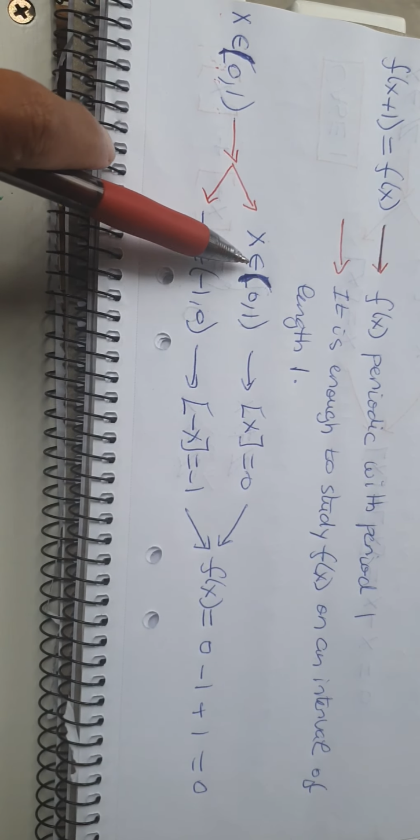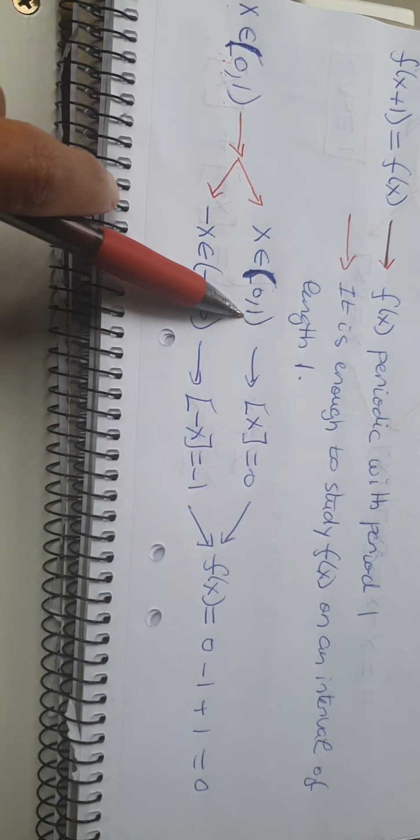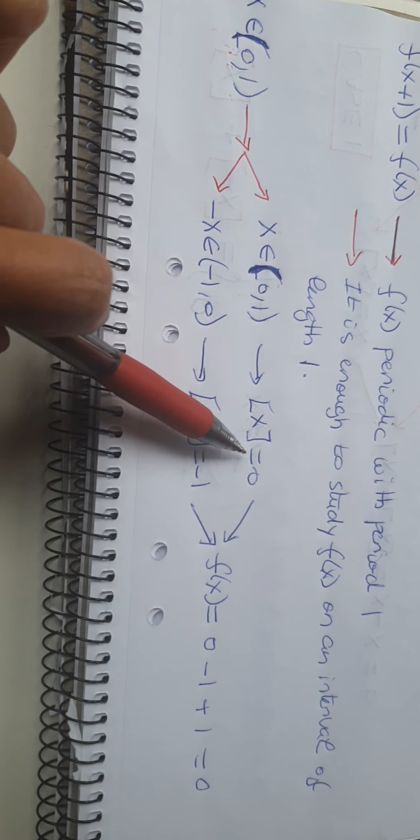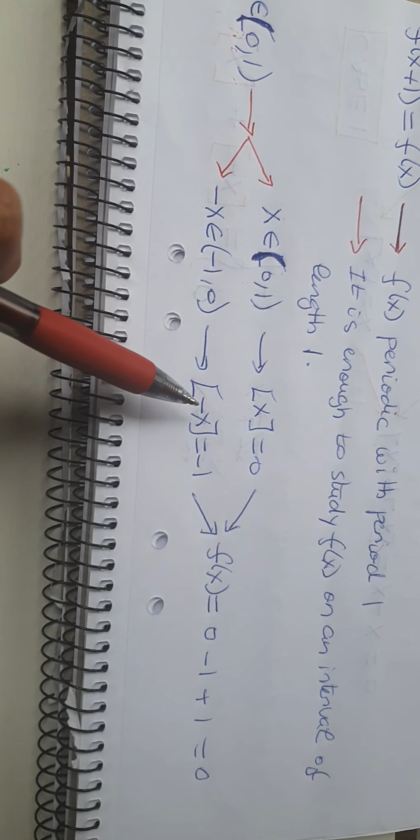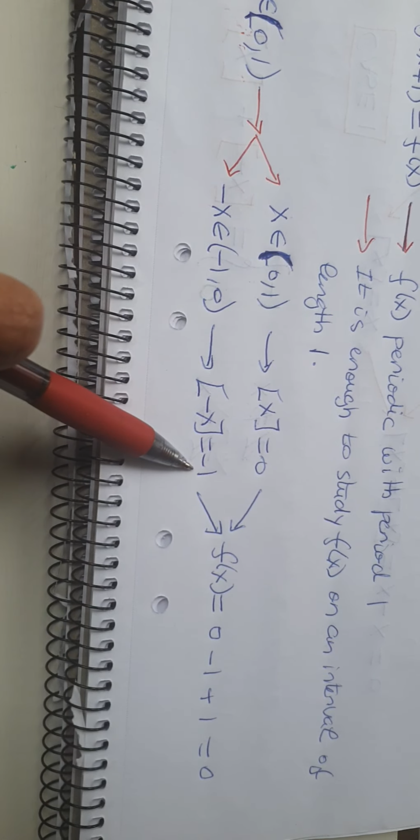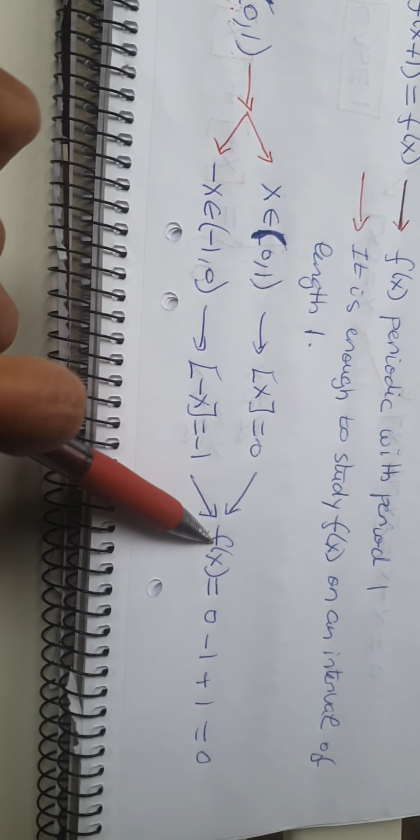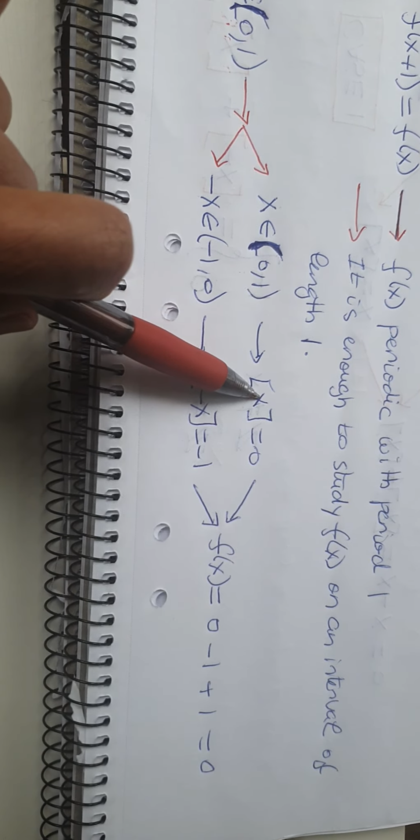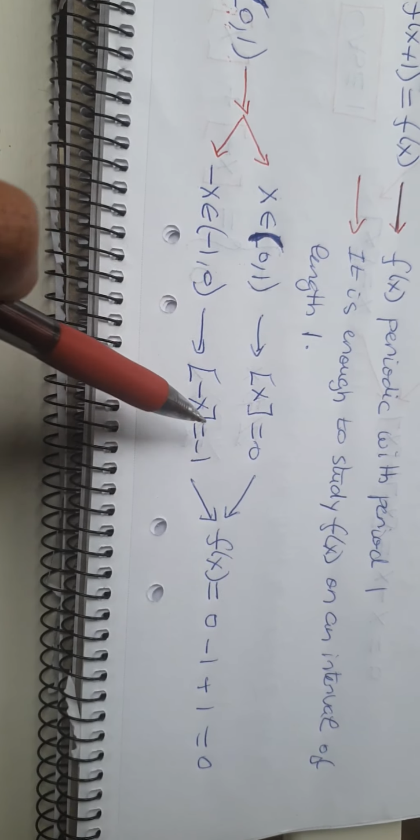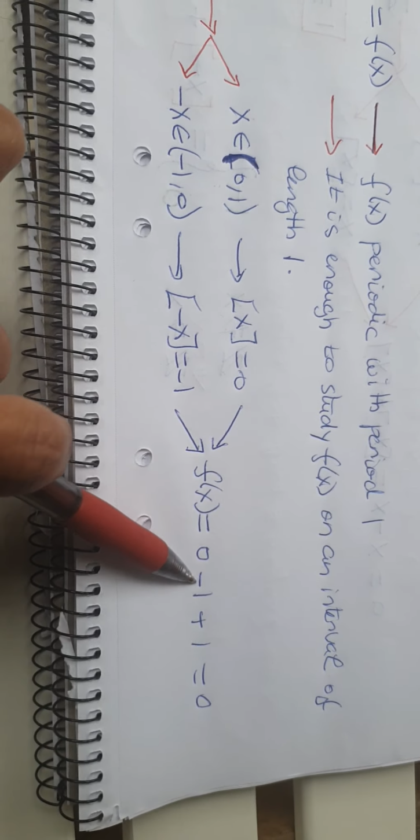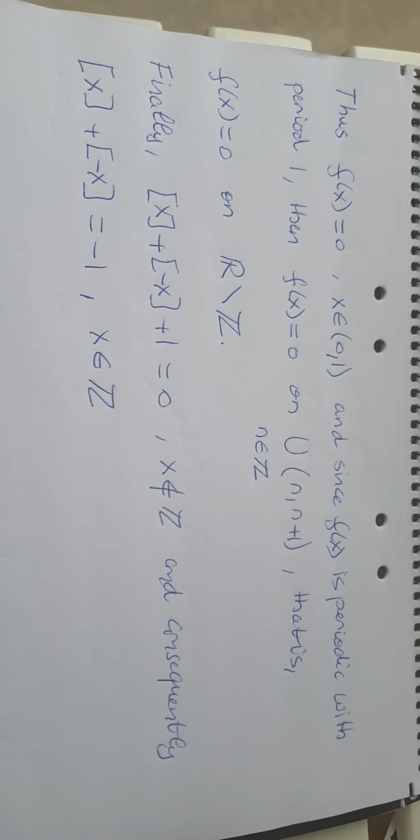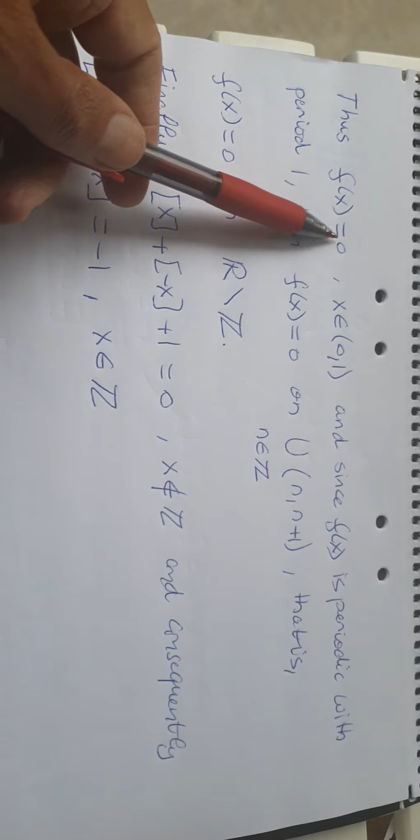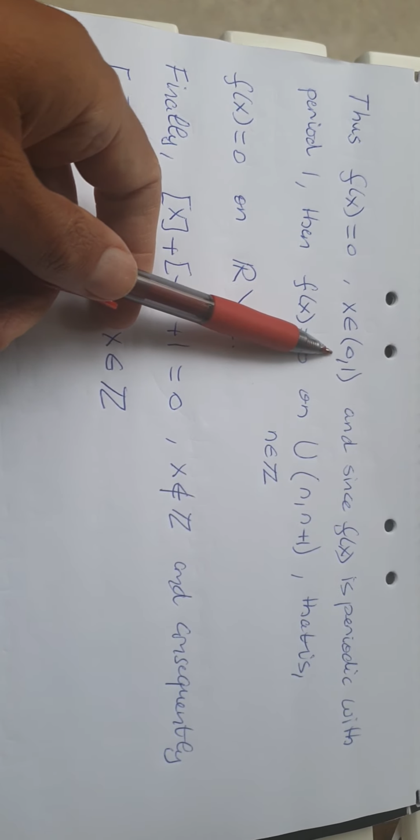So now, if x belongs to the open interval 0, 1, then the integer part of x is 0. And if minus x belongs to the open interval minus 1, 0, then the integer part of minus x is minus 1. Which means that f of x would be the integer part of x, which is 0, plus the integer part of minus x, which is minus 1, and then plus 1, which gives me 0. Thus, we have now shown that f of x is 0 whenever x is in this open interval 0, 1.